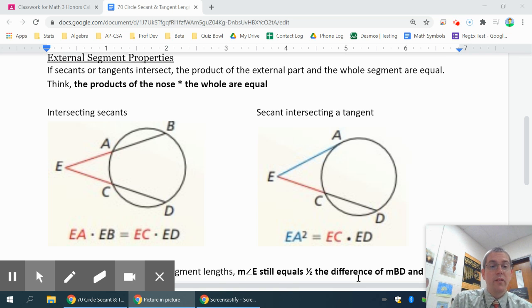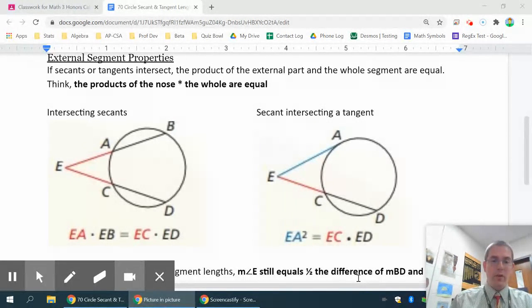Okay, in our last lesson, we learned a lot about chords and when they're equal and when you could multiply their segments when they intersect. In this lesson, we're going to talk about the external segments, secants and tangents, and doing some things with them.